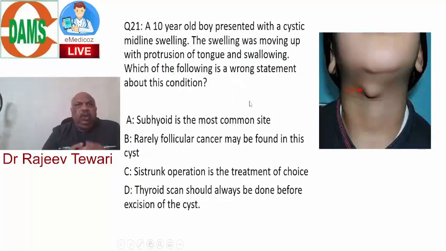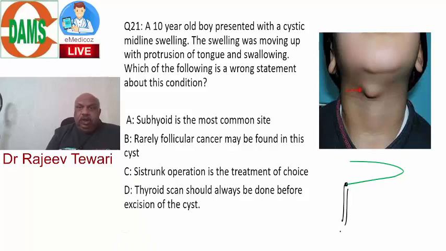A 10-year-old boy presented with a cystic midline swelling. The swelling was moving up with protrusion of tongue and swallowing. Which of the following is a wrong statement about this condition? If it's moving up with swallowing as well as protrusion of tongue, this is a thyroglossal cyst, which is a remnant of the thyroglossal duct. This is the tongue. This is the foramen cecum. And from here, the thyroid comes down through this tract.